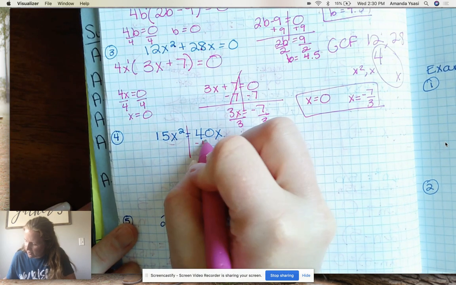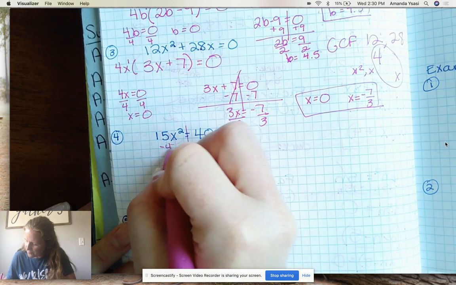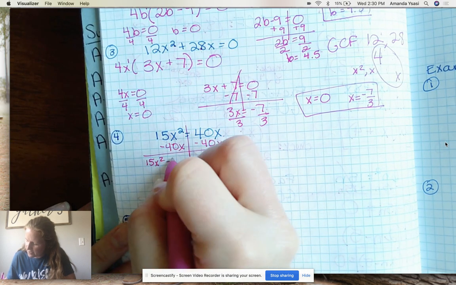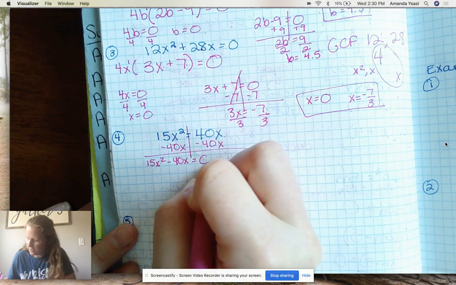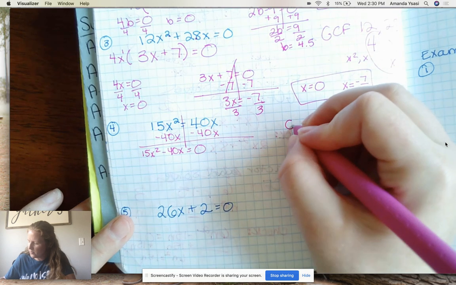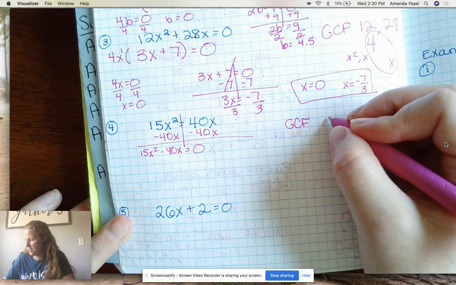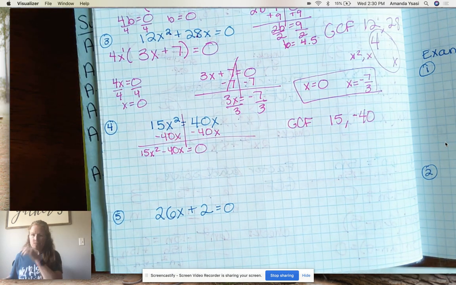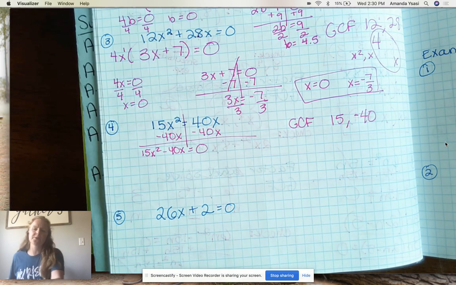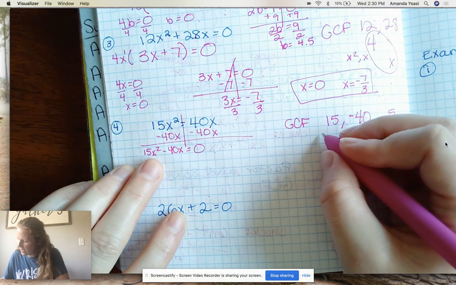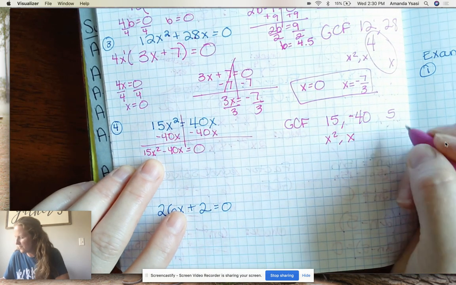So I'm going to subtract the 40x first thing. 15x squared minus 40x equals 0. So I need to factor. I need to do my GCF. Let's look at our digits, 15 and negative 40. What number goes into both of those? They're multiples of 5, so it's 5. And then x squared and x, just x.